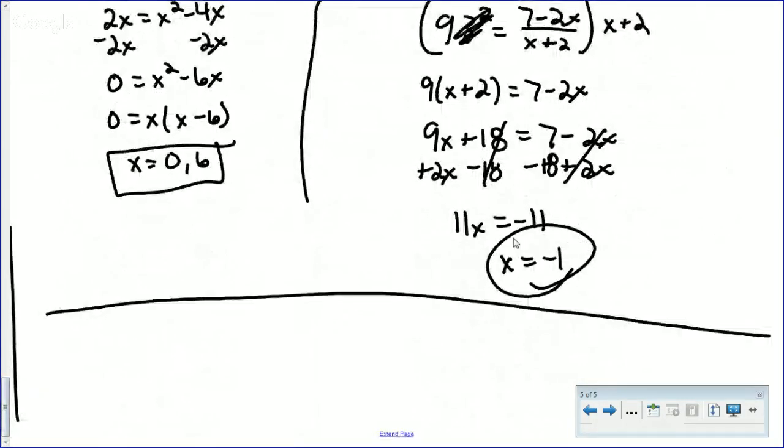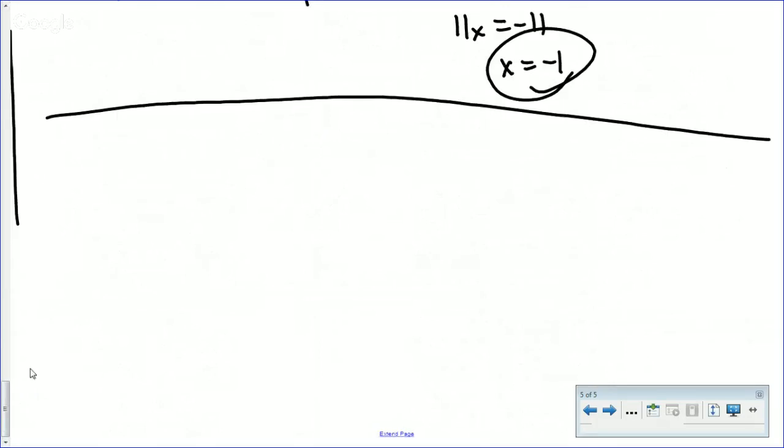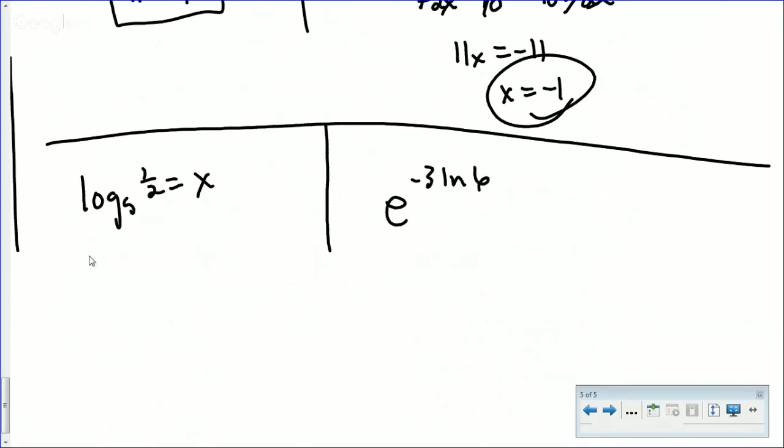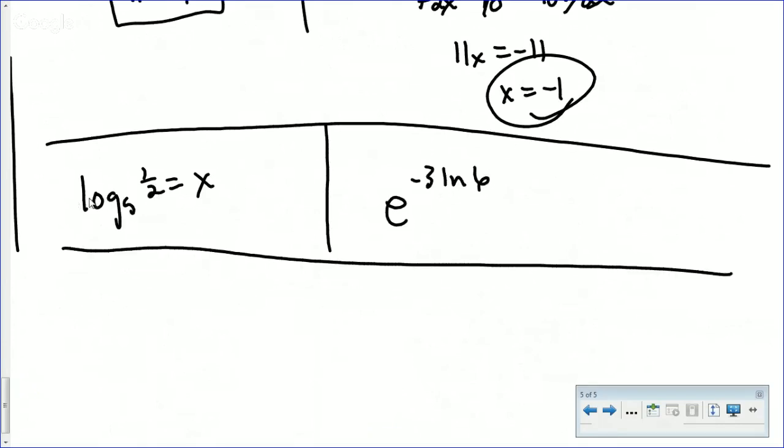So it checks out. Now the next two, we have log base 5 of 1/2 equals x. And we have e to the minus 3 ln of 6. Okay, all you got to do is put these into the calculator. This one you might have to use the change of base formula over log of 5.